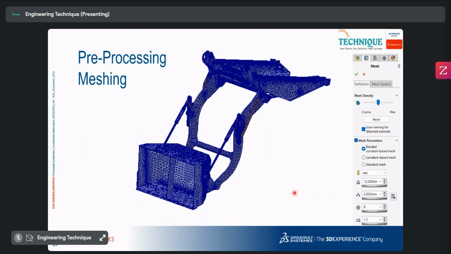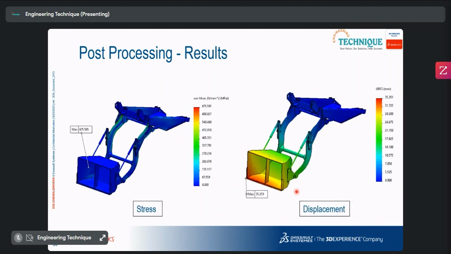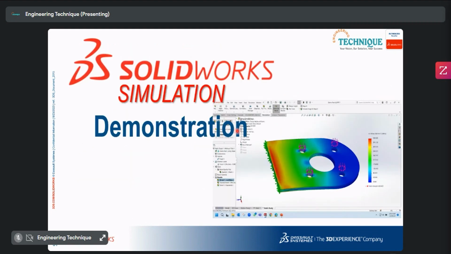After applying the mesh, you need to run that study, and it will provide you the various outputs in terms of stress and displacement at the end. You can observe these results and interpret what can happen in the actual scenario. Now let's understand the process through a demonstration of the simulation.